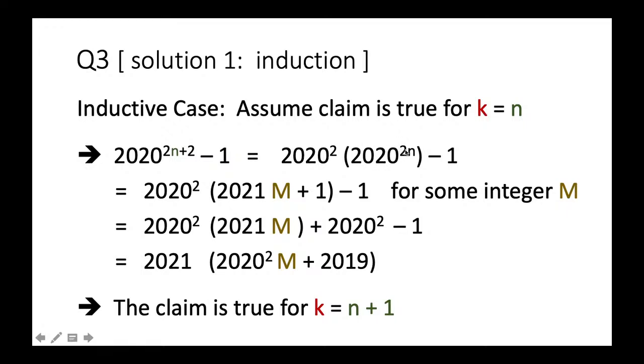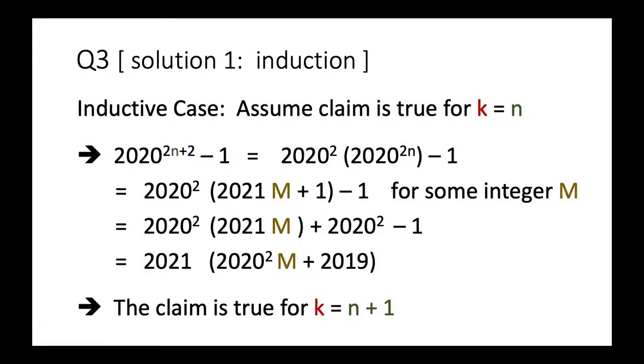So what does that mean? 2020 to the power 2n minus 1 will be a multiple of 2021. So in that case, this whole thing will be a multiple of 2021 plus 1. Is that okay? This inside here will be something like this. The second line here is true because of the induction hypothesis.